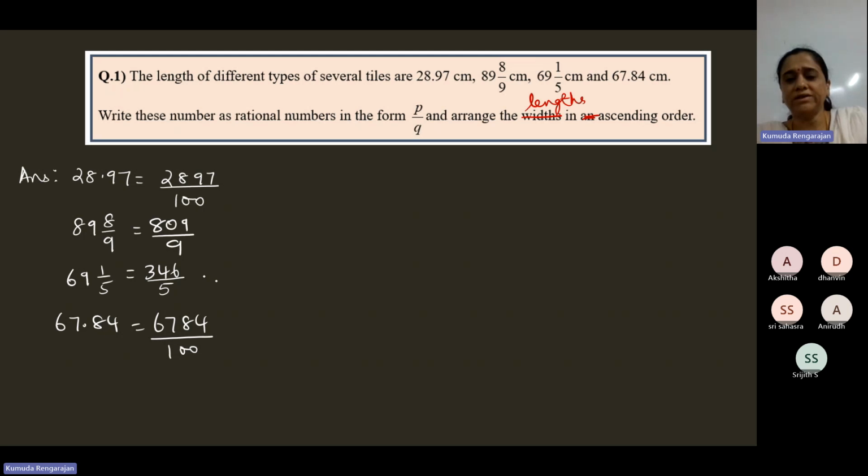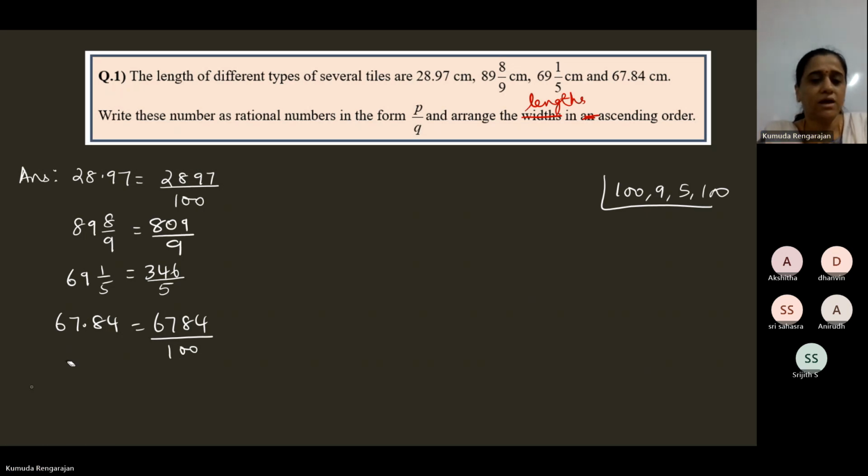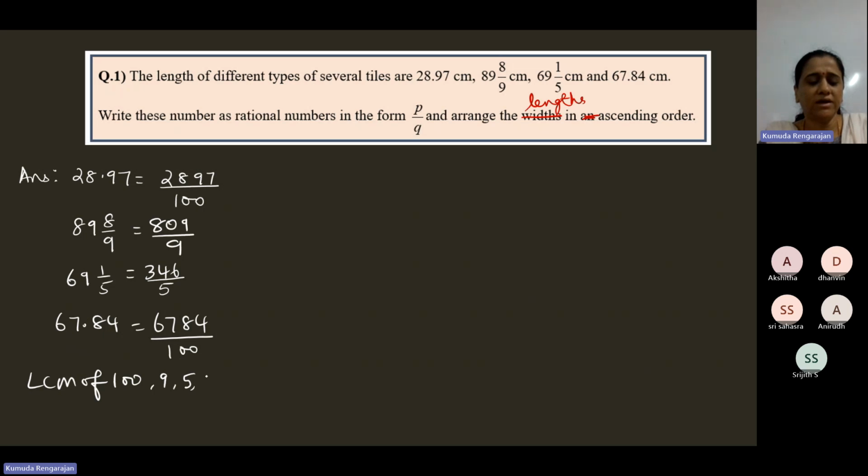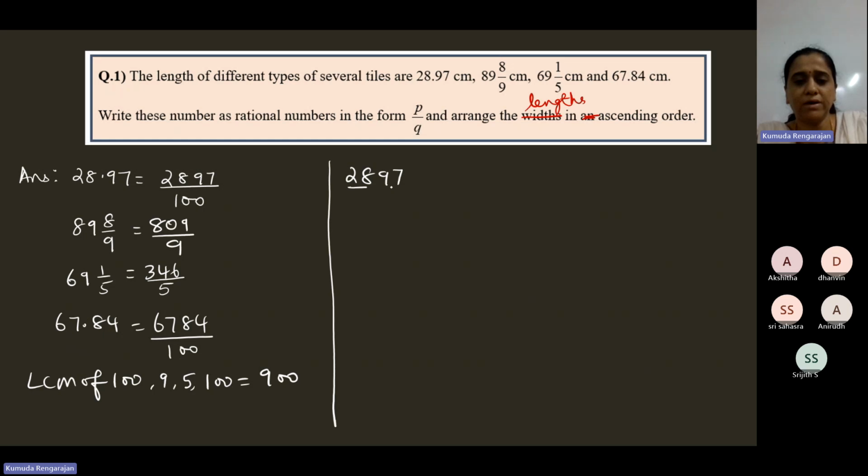900. You can find the LCM using the formal method like this, taking 100, 9, 5, and 100, or you can just guess. The LCM of 100, 9, 5, and again 100 is 900. So 2897 by 100 into 9 into 9.